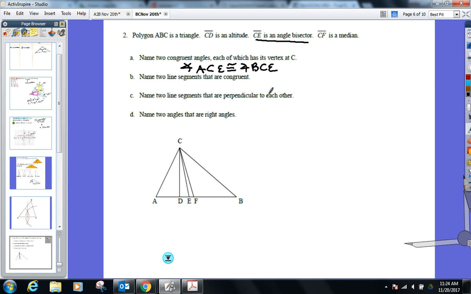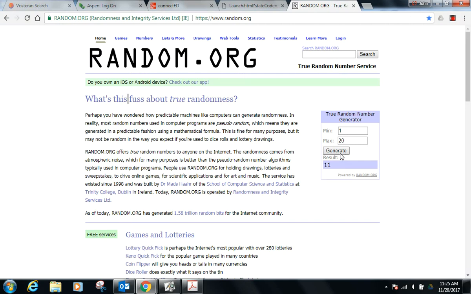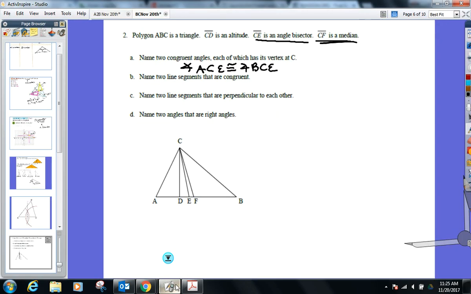Questions on that one? Moving on, name 2 line segments that are congruent. You could have gotten that from CF being a median. CF's a median, that means F's the midpoint. So that would make what 2 segments congruent? Here we go, 11. AF congruent to FB, perfect.